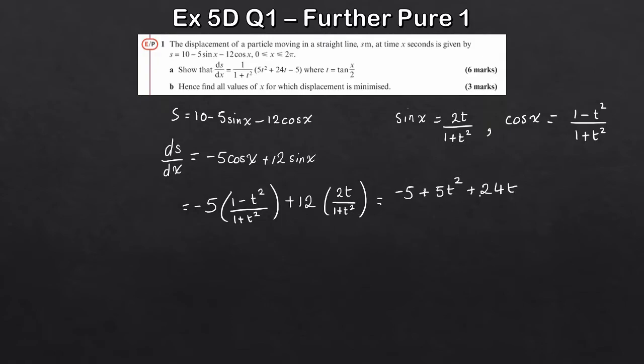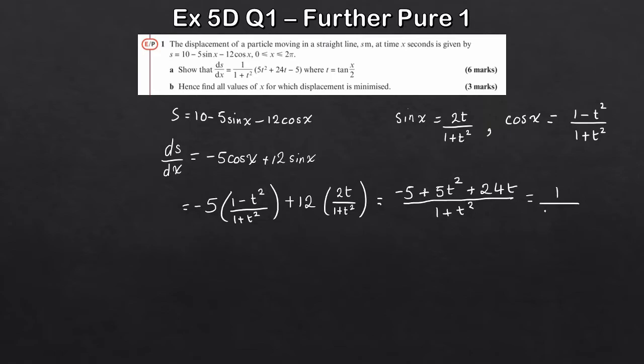And if you notice straight away, this is looking pretty good. We've already got that in part A here. And this is all going to be divided by 1 plus t squared. Common denominator between these two. And then all I need to do here is pull out the 1 over 1 plus t squared at the front. So it's going to look like this.